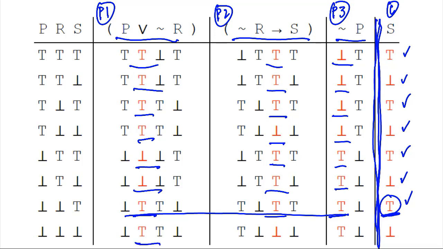And then just the last line, true, false, true. That's fine. So this argument also is valid. Every line is a good line. For that reason, it's a valid argument.